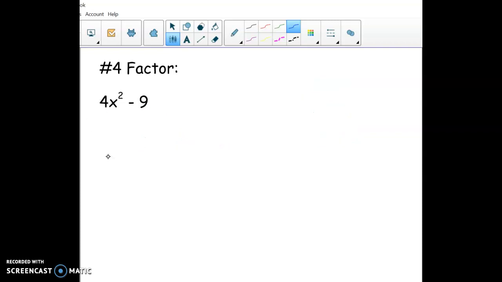Okay, again, pause the video, give it a shot. First thing I look for here is a GCF, but there isn't one, right? There's nothing common to 4 and 9. And then this one, hopefully I would realize that 4 and 9 are both my perfect squares, right? They're from the square list.